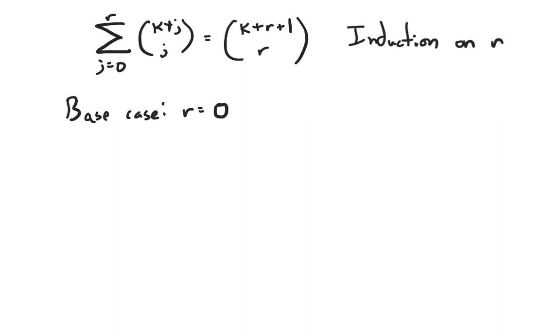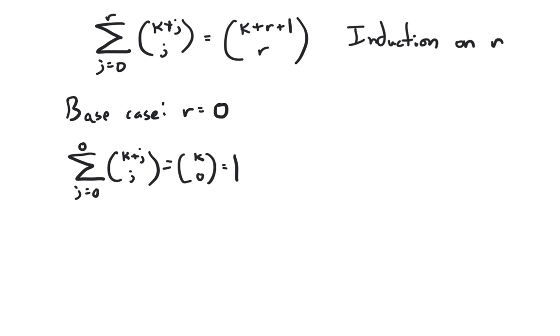So what do we have? We have the sum from j equals 0 to 0 of (k plus j choose j). Well, there's only one term here when j is 0, so this is going to be k choose 0, which is 1, and that equals k plus 0 plus 1 choose 0, because remember here r is 0, and that's also 1. Anything choose 0 is 1. So our base case holds.